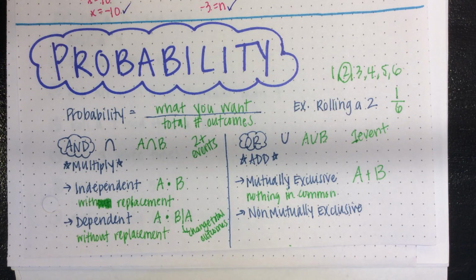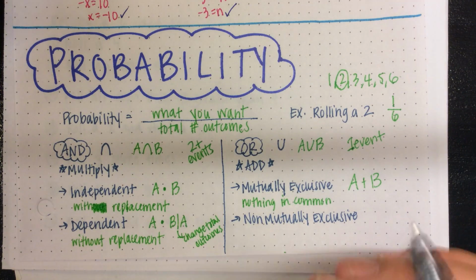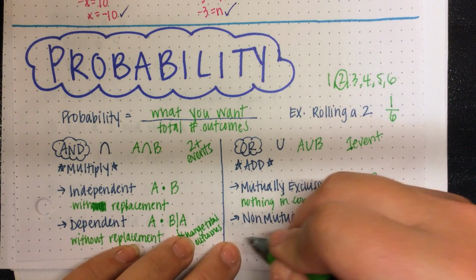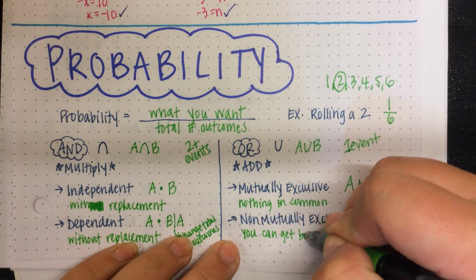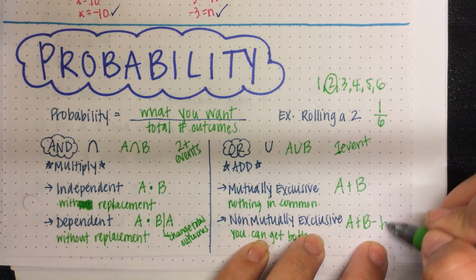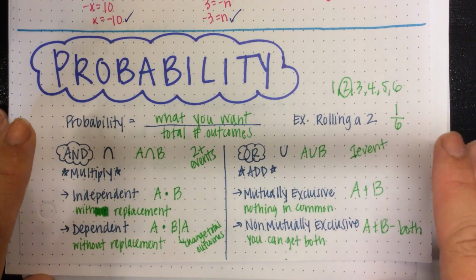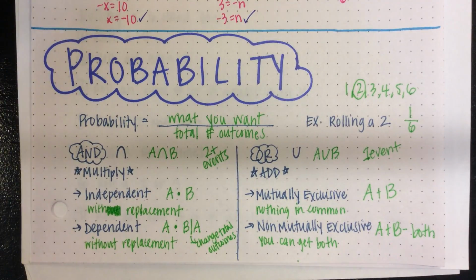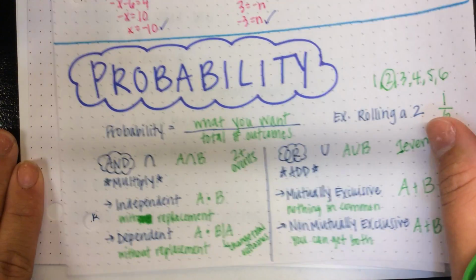But if they do have something in common, that's when they are non-mutually exclusive. So that means that we're going to have to subtract the both probability. That means that you can get both at the same time. So for that one we're going to add the probabilities together, and then subtract the both. We'll talk about that in a second when we look at an example. All this is probably a bunch of gibberish, but hopefully it'll start to make sense when we look at some actual examples for finding probability.